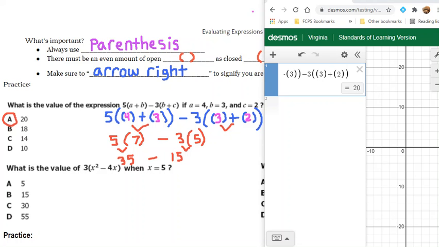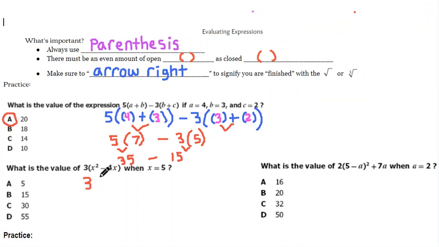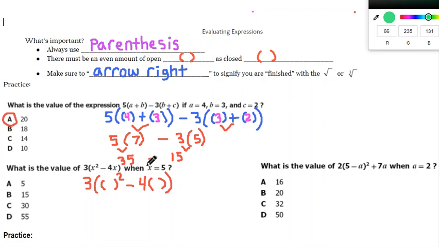All right, let's try another example. Let's do this one down here. I see I have 3 parentheses, and I see an x, so I'm going to put another one so I can plug in my number later. And then I see a squared. That squared goes on the outside of the parentheses. And then I'm going to do 4, and then I see another x, so I'm going to put another parentheses for that x, and then close out the whole thing. Now it says x equals 5, so I'm going to plug 5 into the parentheses that I wrote for the x.